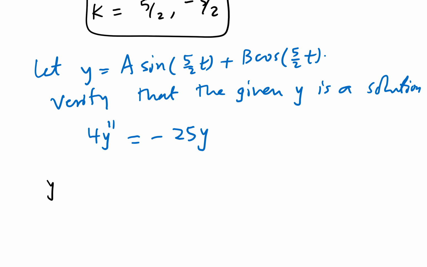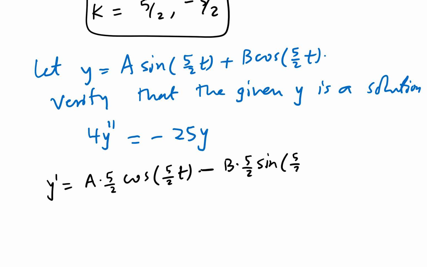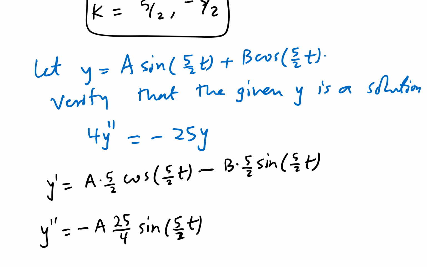What I need to do is find y prime first. Keep a out as a constant. Derivative of that one is 5 halves cosine 5 halves t, plus keep b outside. Derivative of that is 5 halves with a negative, so we put a negative down here: sine 5 halves t. You do the same thing with y double prime: negative a 25 over 4 sine 5 halves t minus b 25 over 4 cosine 5 halves t.